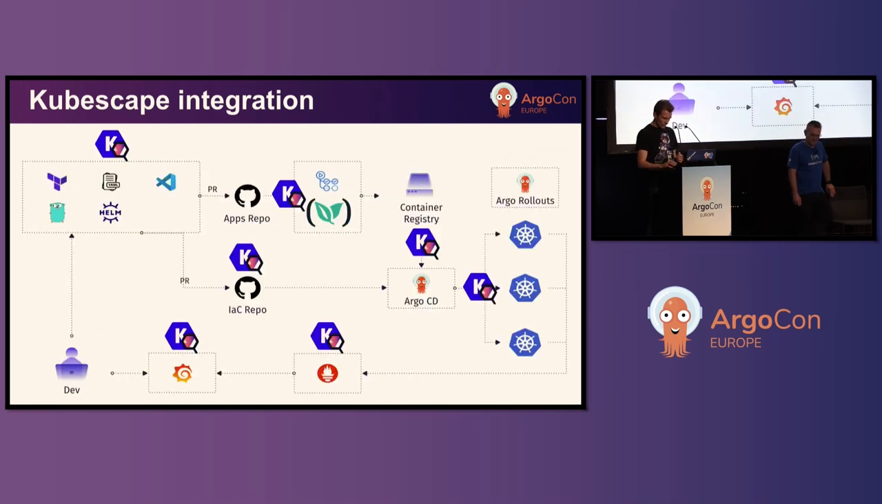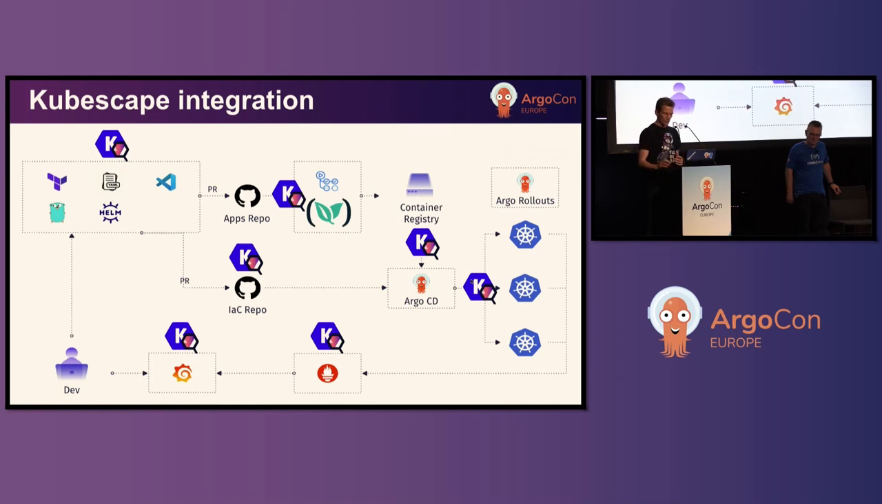Now, this is how Kubescape can integrate into your development environment. To start from the left, we can integrate inside your CI/CD. We can scan your infrastructure as code. We can scan your container registries. This is the Prometheus and Grafana integration. And of course, directly in cluster, either via Argo Rollouts or even when your workloads are scheduled.